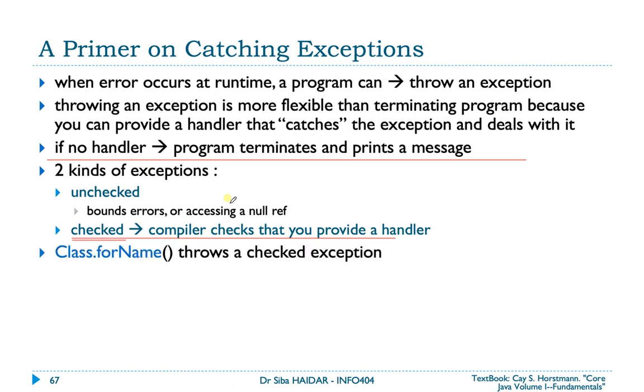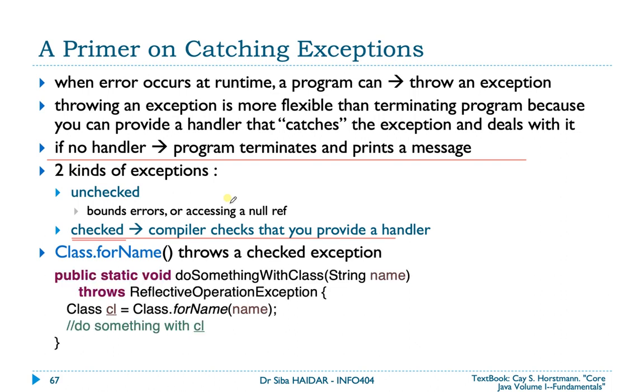The Class.forName method throws a checked exception. So whenever you use the forName method of the Class, the easiest way to deal with this is to declare that the method using it will throw this exception in turn. So if a method does something with Class and uses the forName method, it must state in its signature that it is also throwing. Whenever the forName throws this exception, I will throw it also in turn.